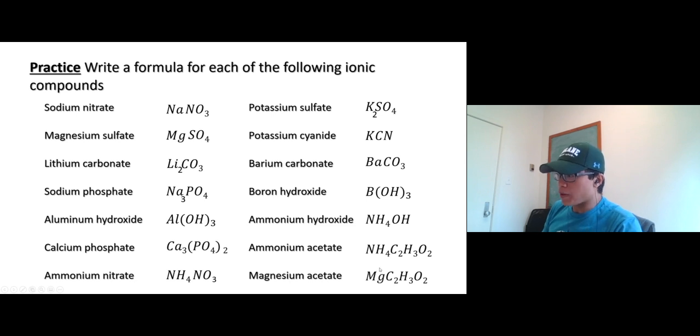So magnesium Mg2 plus. All right. So that's group 2. Acetate minus 1. So cross it over. Yep. Don't forget parentheses.